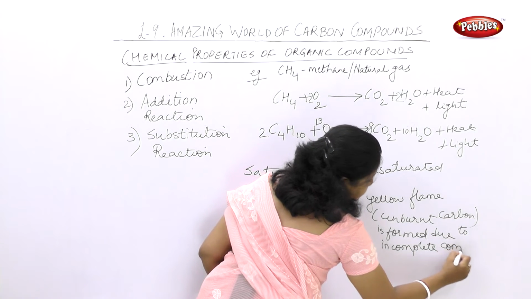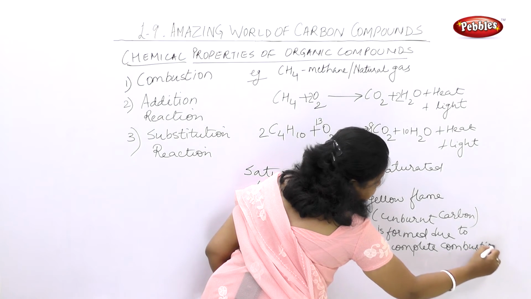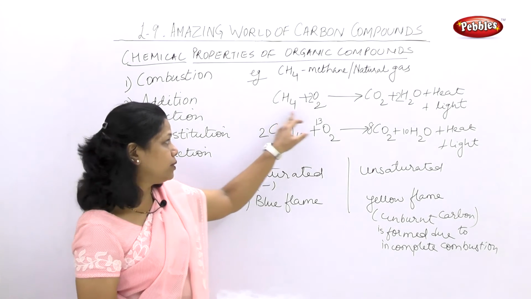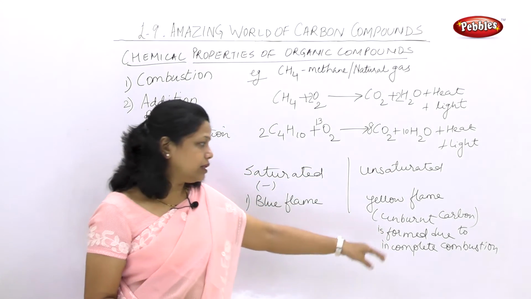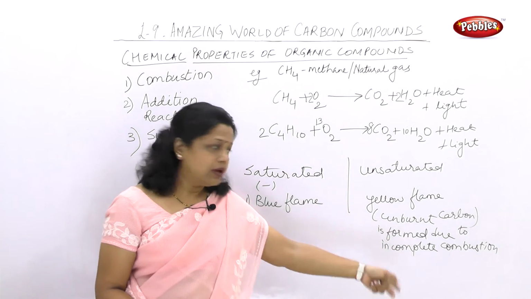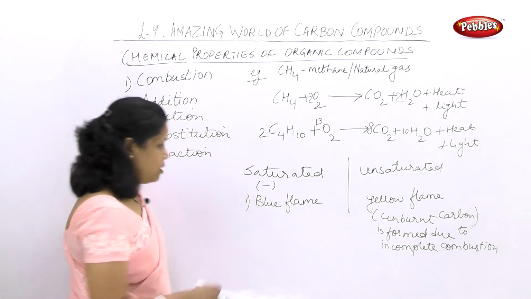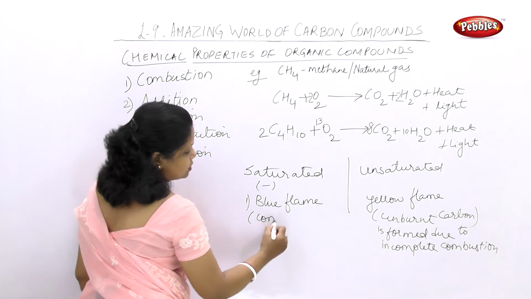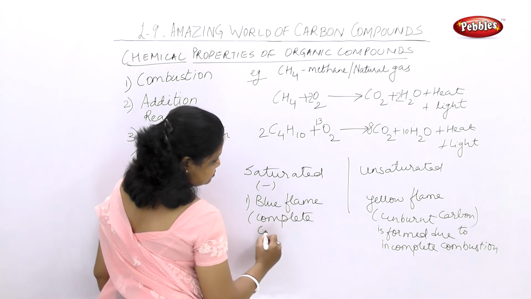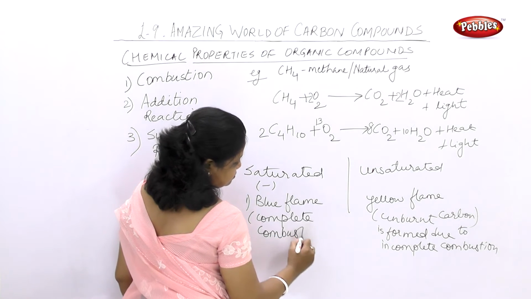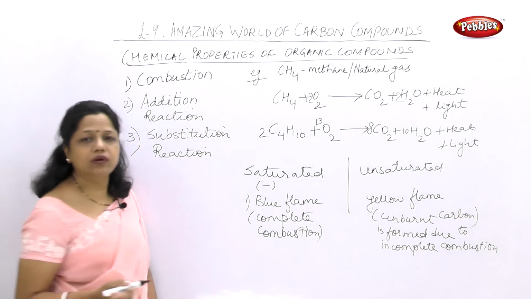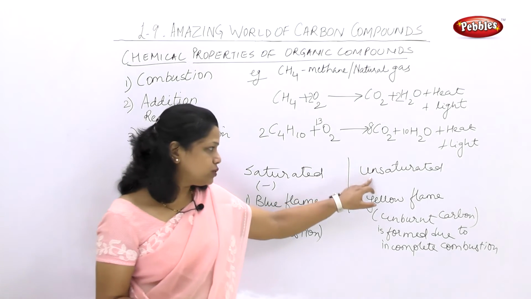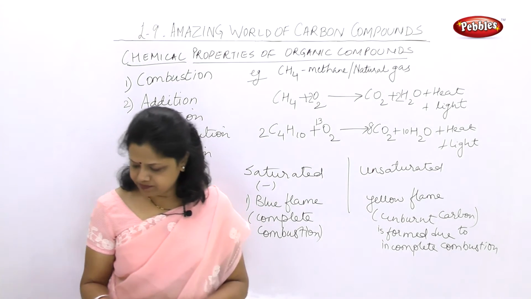What is incomplete combustion? That means the process of conversion of the whole hydrocarbon into carbon dioxide is not taking place. There are some carbon atoms which are unburned, and that is why it is giving a yellow flame. And when saturated gives a blue flame, that means complete combustion of the fuel is taking place. So saturated hydrocarbons burn with a blue flame, unsaturated hydrocarbons burn with a yellow flame.